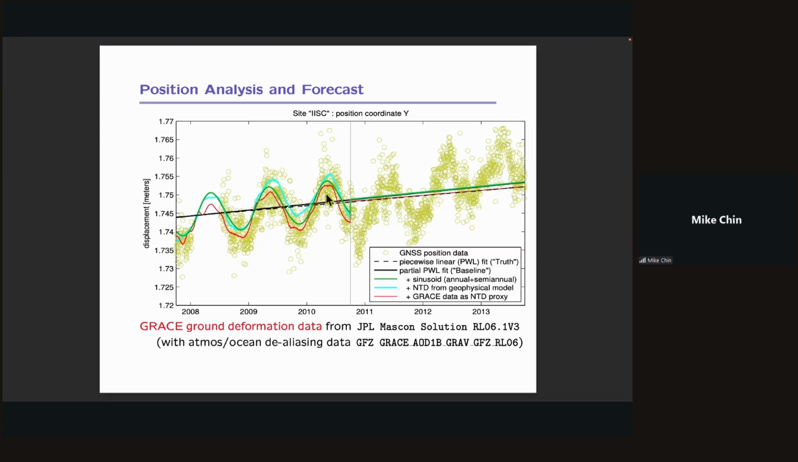The traditional way to deal with this is to fit a partial Fourier series, annual and semi-annual. That's represented by the green line. That's the traditional method. The new method, which is already established, is the blue line, which uses the output from a geophysical model to find the external data to deal with this variation. And the red line here is the GRACE data that we prepared.